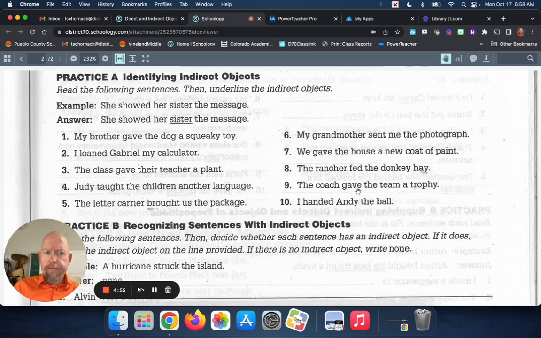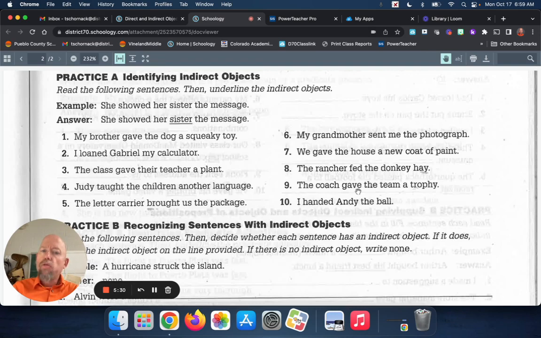for 1 through 5. So if I said, my brother gave the dog a squeaky toy, number one, again, first we ask, what's the subject? Who or what are we talking about? We're talking about brother. Then we ask ourselves, number two, what's the action? What did the brother do? He gave. But then for number three, we have to ask ourselves, what's the direct object? Do not write the direct object, but we have to know the direct object before we can know the indirect object. My brother gave, what did he give?